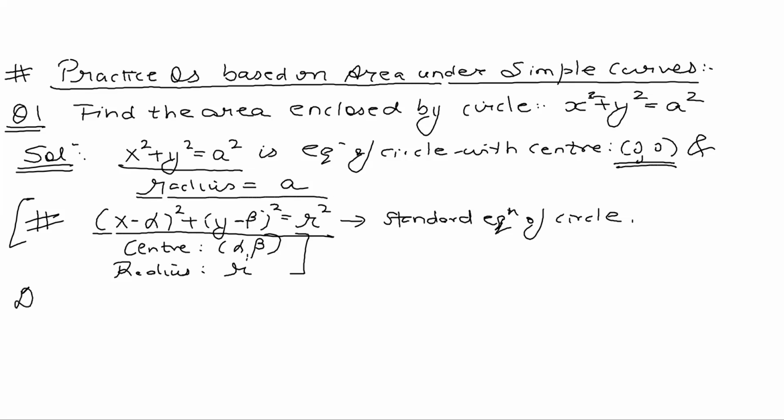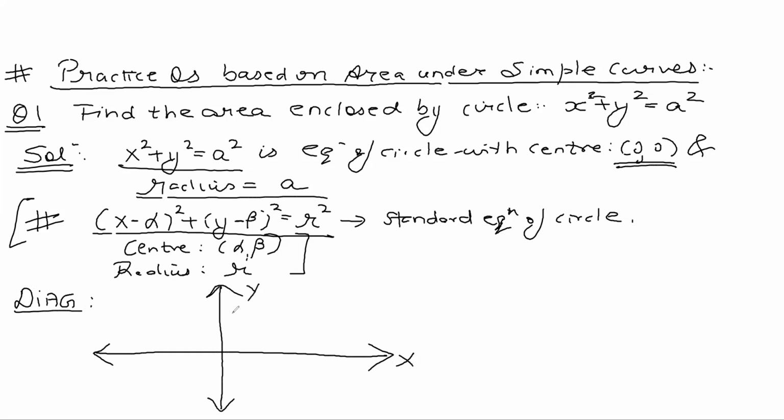So can we draw a diagram? Let's draw a rough sketch of this, because the diagram will indicate what is the area we need to find. So x-axis, y-axis, you can see I'm drawing a circle. It is centered at 0, 0 and this is a comma 0, this is 0 comma a, this is minus a comma 0 and this is 0 comma minus a. So guys, we need to find this area.